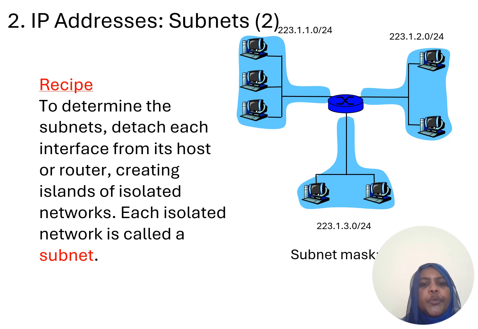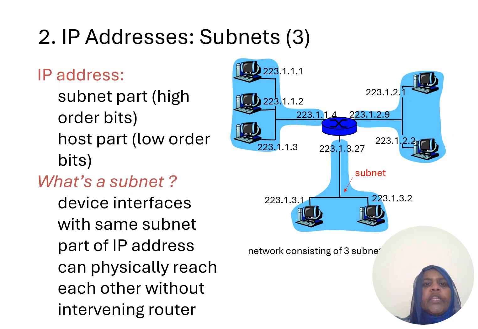To determine subnets, detach each interface from its host or router, creating isolated islands of networks. Each isolated network is called a subnet. The subnet part is the highest order bits of the IP address. The host part is the lower order bits.